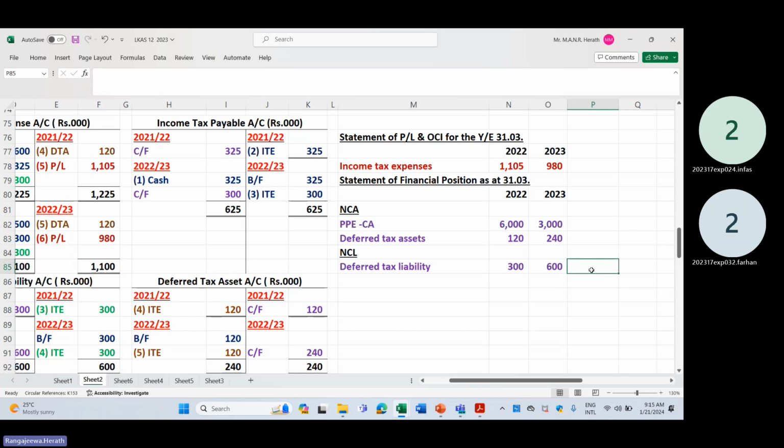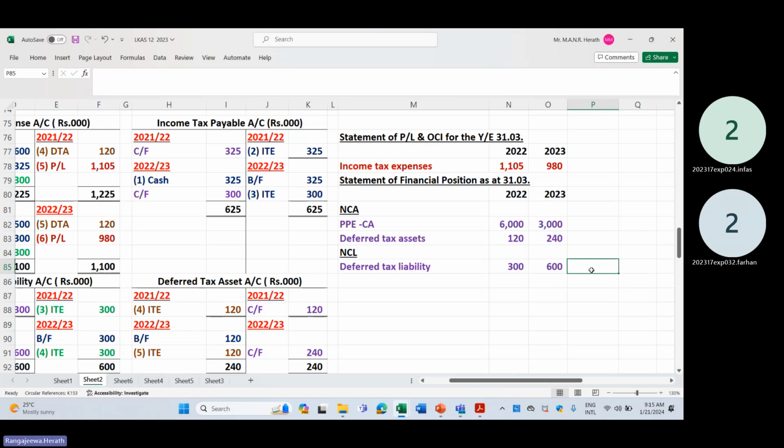And if deferred tax liability is credited, then income tax expense is debited. If deferred tax liability is debited, then income tax expense is credited. Right. If the asset is debited, then income tax expense is credited. If deferred tax asset is credited, then tax expense is debited. Right. There is no other way.